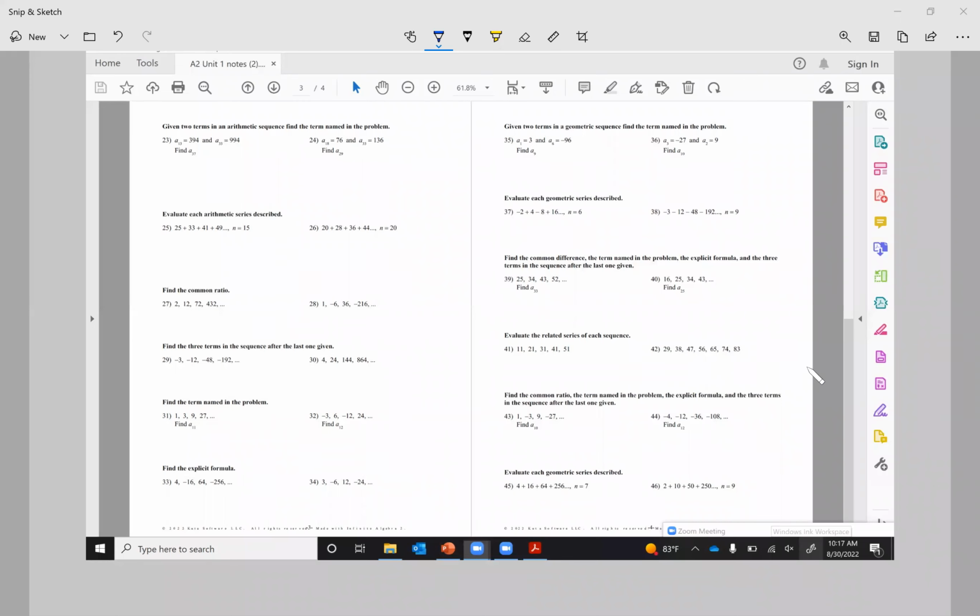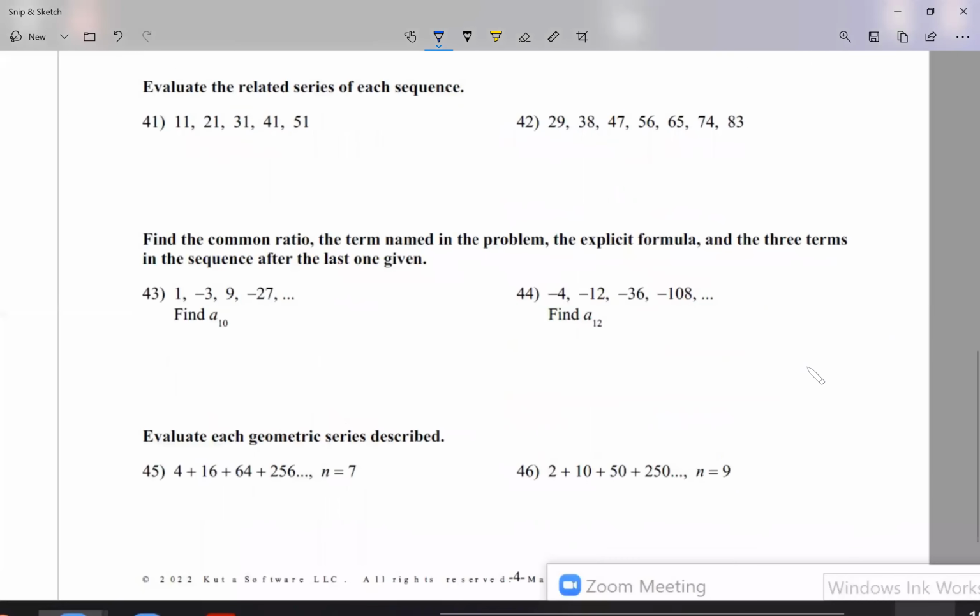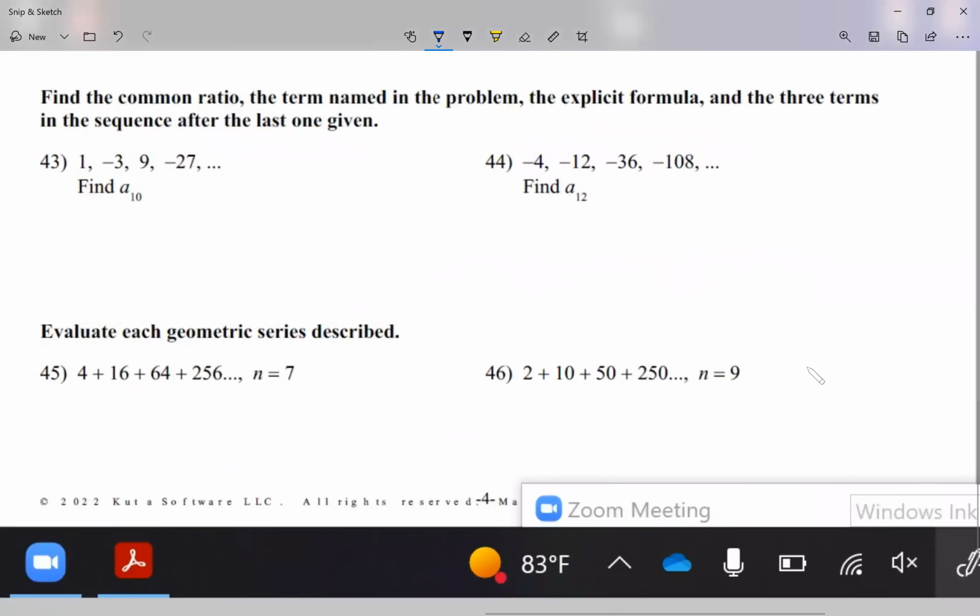We're finishing this unit. We're going to finish this unit today. So make sure you guys know how to do everything because we have a test tomorrow, this Friday. All right, so we're finishing with geometric sequences.